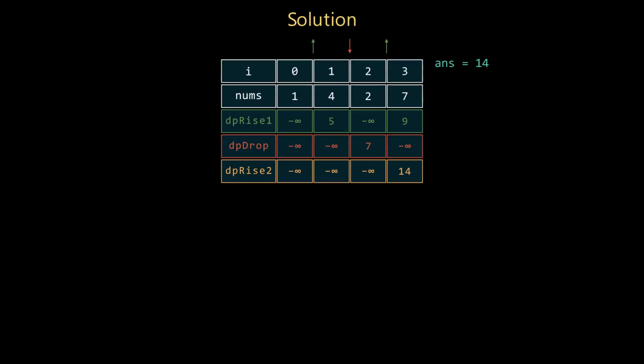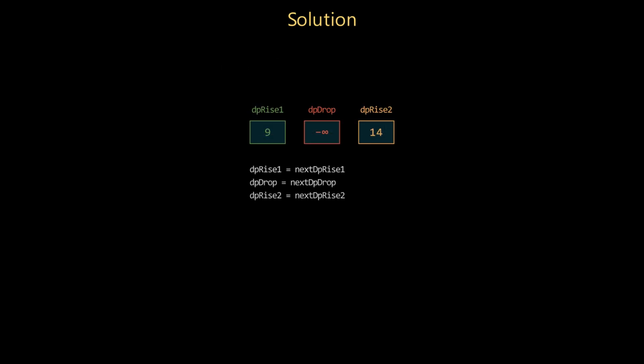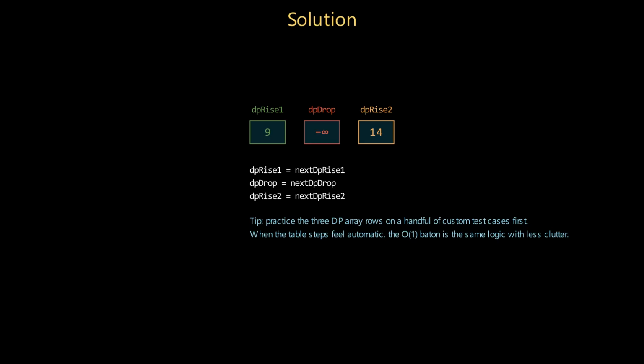Notice how we filled the sheet. To get the answer at index 3, only index 2's totals mattered. Earlier columns were not reused. So we never needed whole arrays. 3 scalars updated each loop iteration are enough. Each step commits the next values into dpRise1, dpDrop, and dpRise2. That is the baton pass, linear time, constant extra memory. If the baton felt like a leap, spend a little time filling the 3 DP rows on a few custom arrays until the pattern is automatic. That table practice makes the rolling scalar version much easier to trust.